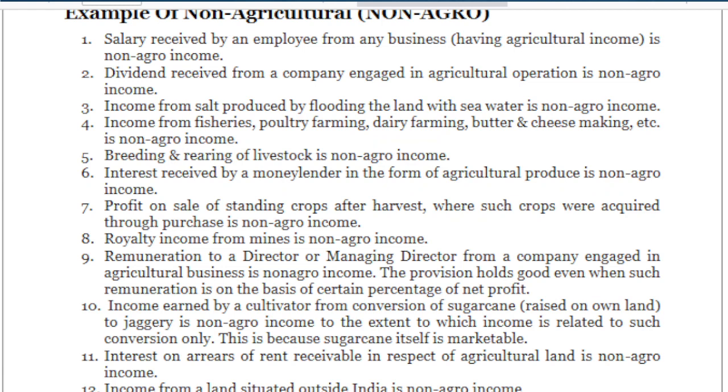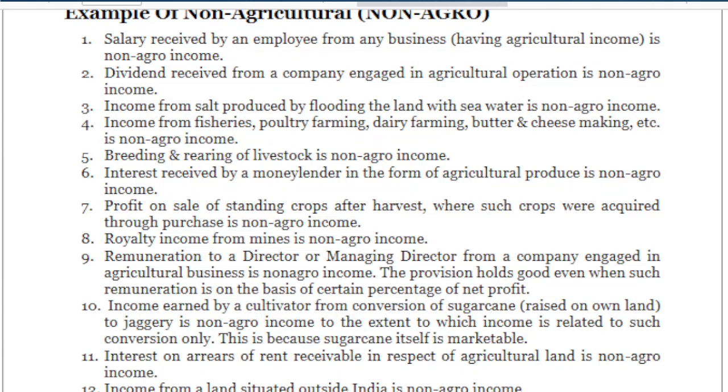Okay, 11th one, interest on arrears of rent. Now the cultivator has to pay rent, but he did not pay the rent. Okay, delayed in paying the rent. So the owner of the land charged interest. So the interest received by the owner of the land or building used for agricultural purpose is not agricultural income. Interest is not agricultural income. Rent is agricultural income, but interest is not. So interest on arrears of rent receivable in respect of agricultural land is non-agricultural income.